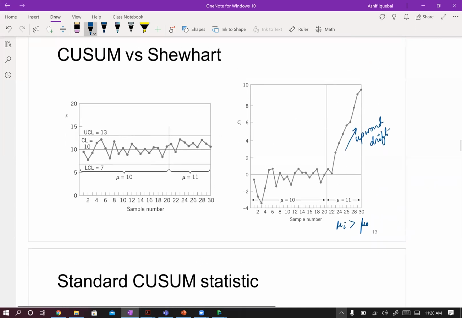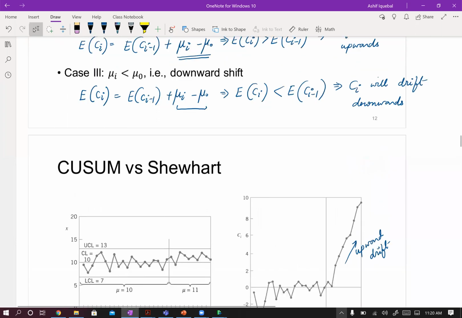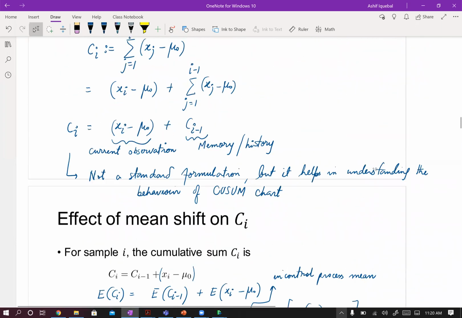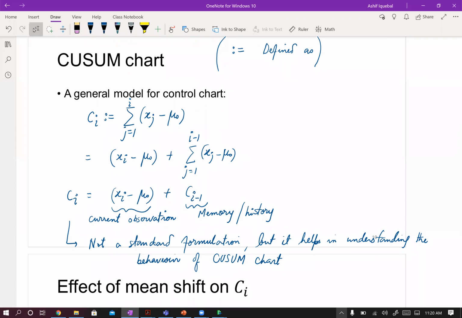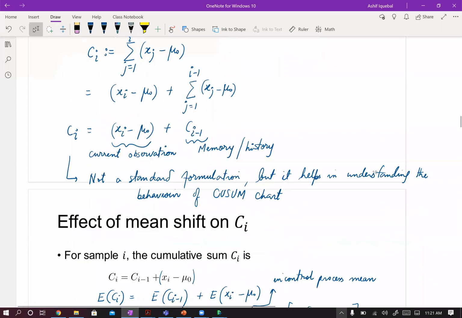Now, I told you that we don't generally use this CUSUM chart model in practice, right? One of the primary reasons why we don't use this general model in practice is because although I have the control chart, I don't have the control limits, right? You see here, we only know what to plot in a control chart, but we don't know what the control chart limits are. So that's when we do some modifications to this general model to come up with a standard formulation of the CUSUM control chart.